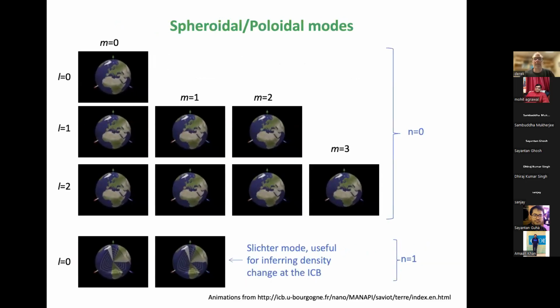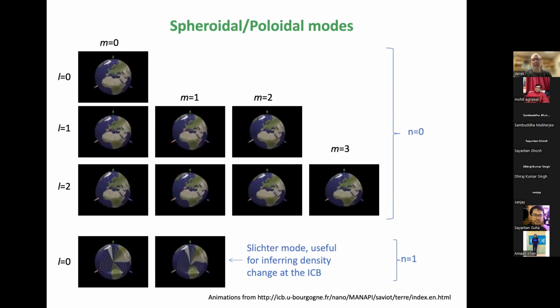So here are spheroidal poloidal modes. You can see these involve a little bit more of stretching of the Earth, so in and out motion of the Earth. So this is L equals 0, L equals 1, L equals 2 for N equals 0, and M equals 0, M equals 1, M equals 2, and M equals 3.